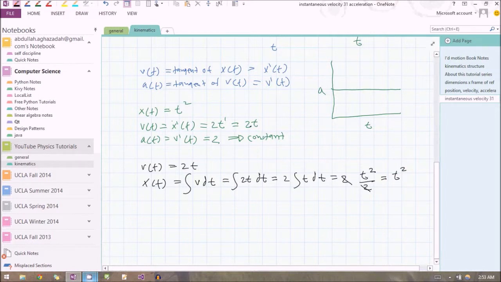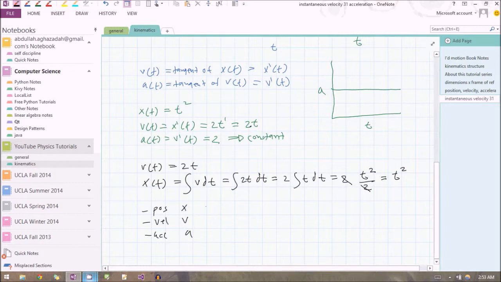So the lesson to be learned here is that if you're given any of our 3 properties, remember our 3 properties are position, so we call that x, velocity, we call that v, acceleration, we call that a. If you're given any of these 3 as a function of time, you automatically know the other 2 by either differentiating or integrating. And in this context, we've been talking about instantaneous.